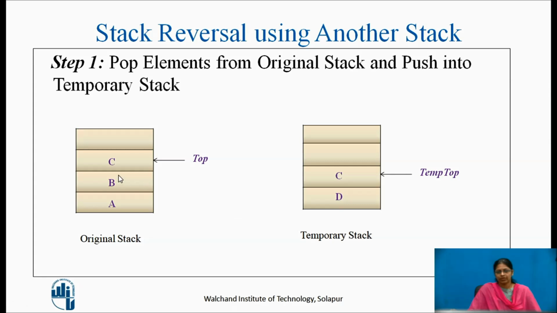So the element from the original stack, that is C, has been popped and it has been pushed to the temporary stack. Again, the next element is B from the original stack, which has been popped and pushed to the temporary stack. And finally, the last element, that is element A from the original stack, has been popped and pushed to the temporary stack. So first we are removing the elements from the original stack and those elements are pushed into the temporary stack.